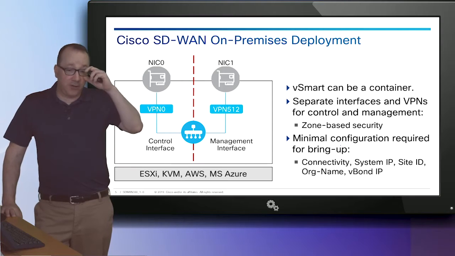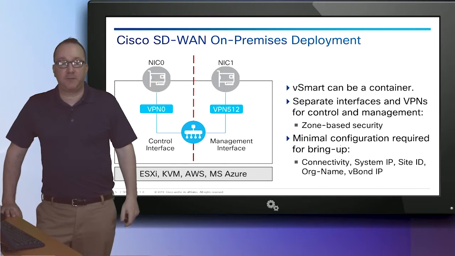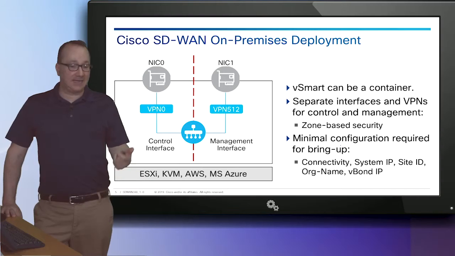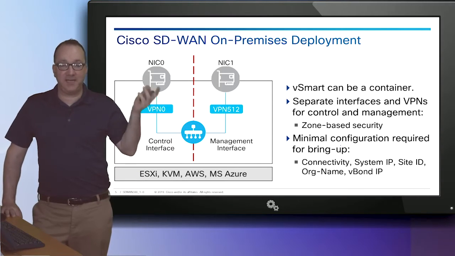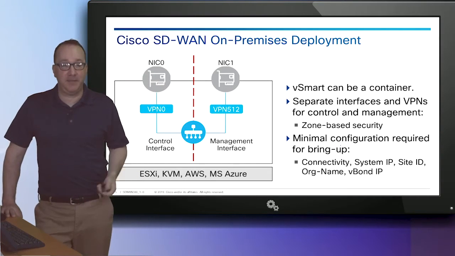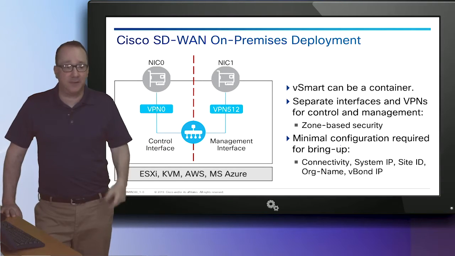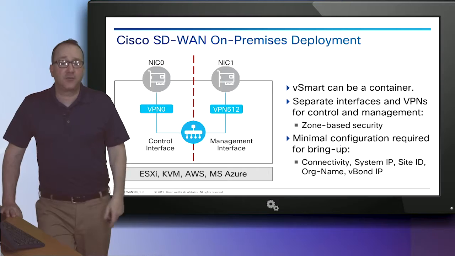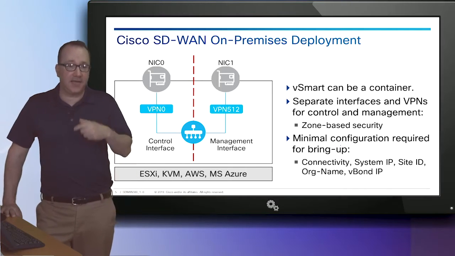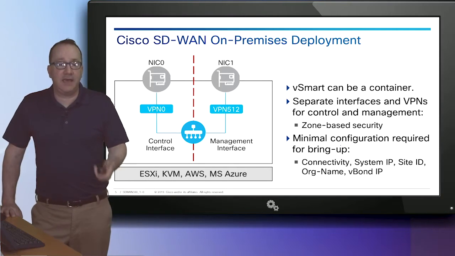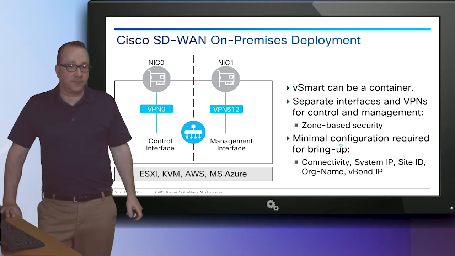At first installation, only a few parameters are required for bringing up a management plane between the controllers: connectivity, system IP, site ID, organization name, and the vBond IP. By connectivity, I mean IP address, subnet mask, and default gateway. You can deploy the controllers on any hypervisor shown on this slide: ESXi, KVM, AWS, or MS Azure.